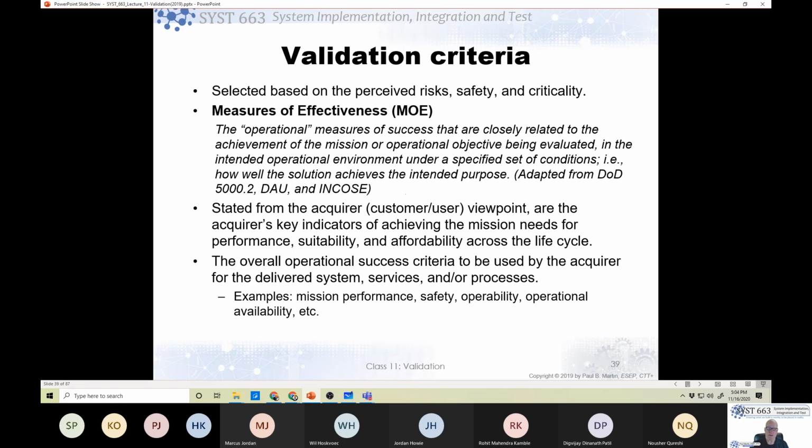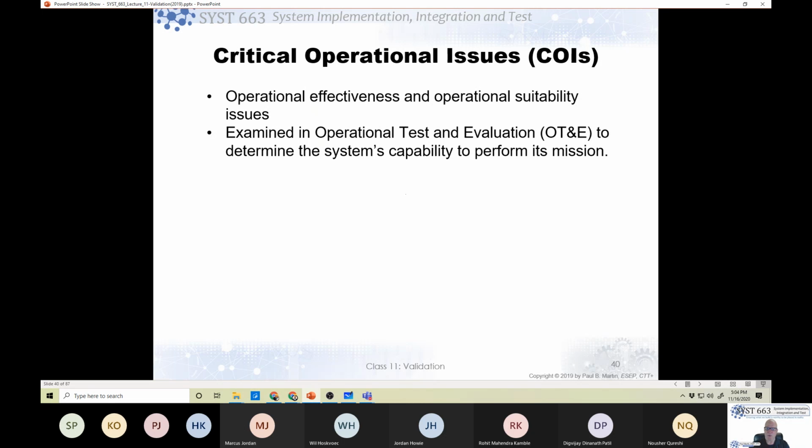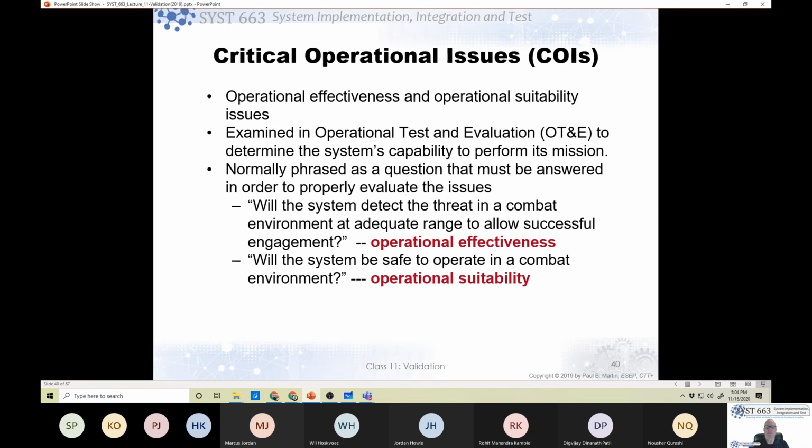So validation criteria, one of the things is this measure of effectiveness. How well does the system work within the mission? We talked about this in the past. There are sometimes critical operating issues that an operational test and a T&E outfit would actually go in and look at, and make sure that they are satisfied so that when the system gets deployed, you won't be surprised.